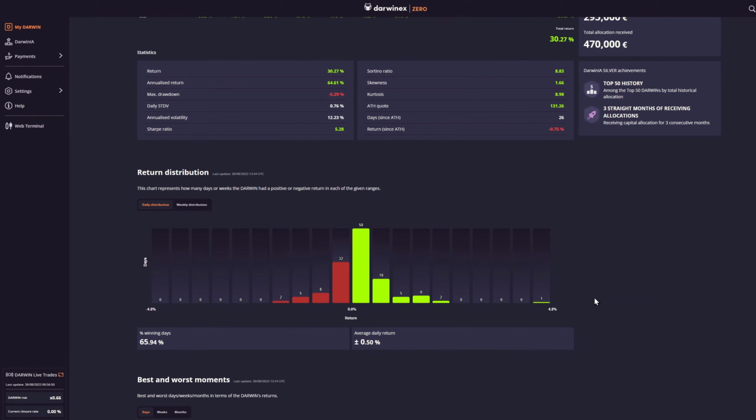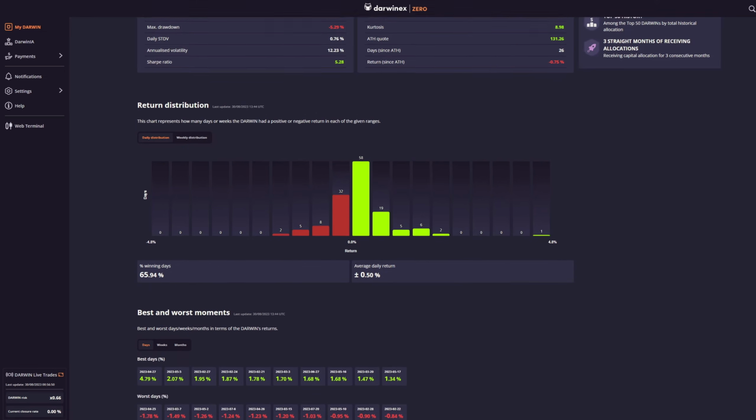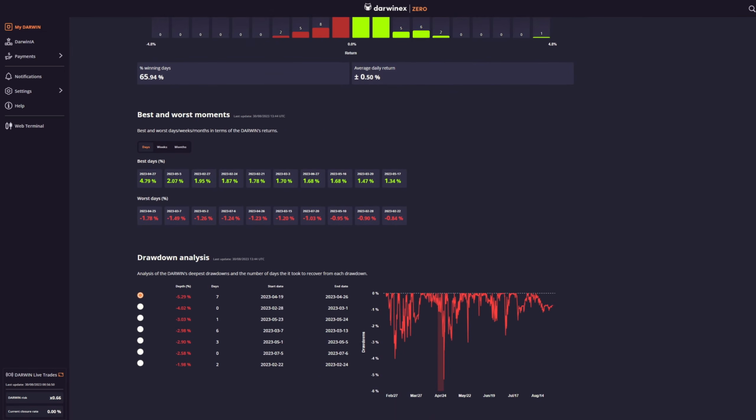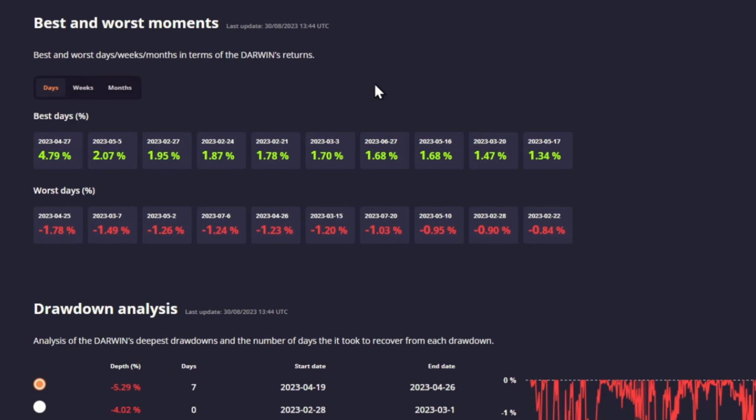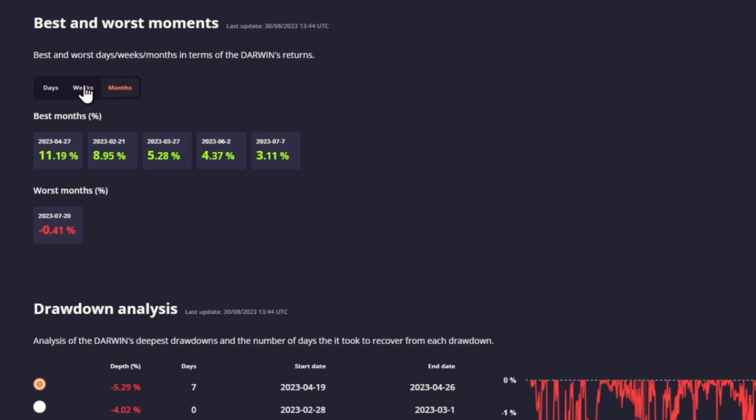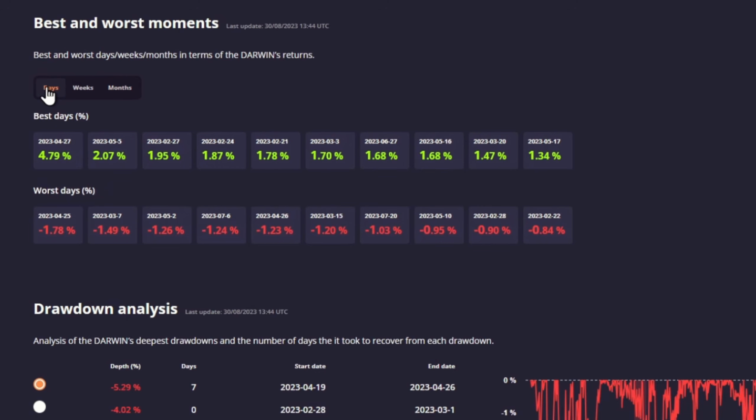Moving on to the next section, this is interesting. It provides the best and worst moments in the Darwin's history. This can be viewed in terms of days, weeks or months, and will give potential investors a better idea of what they could expect if they invested in this Darwin, both in terms of best case and worst case scenarios.